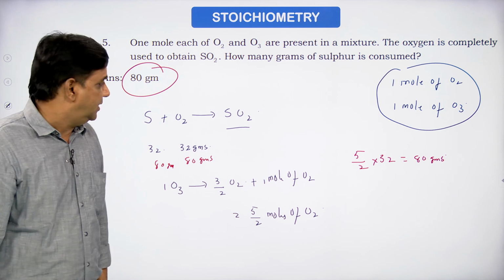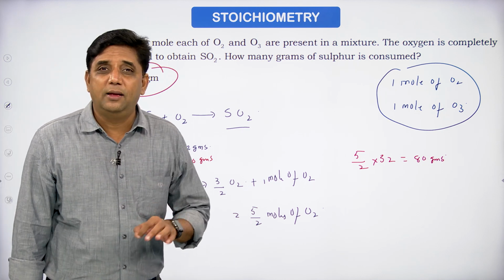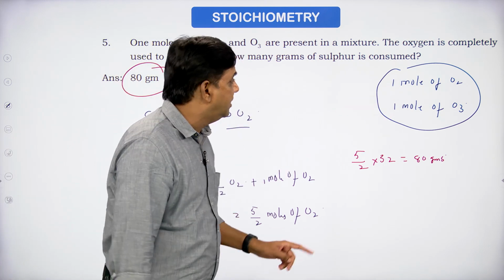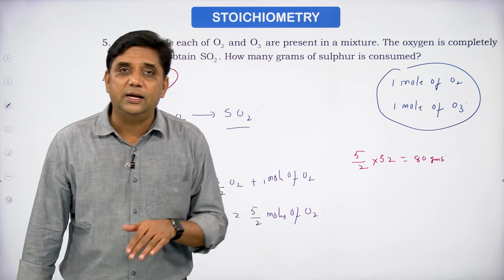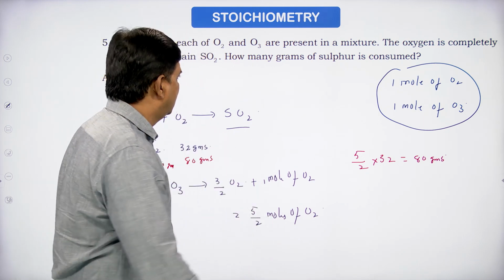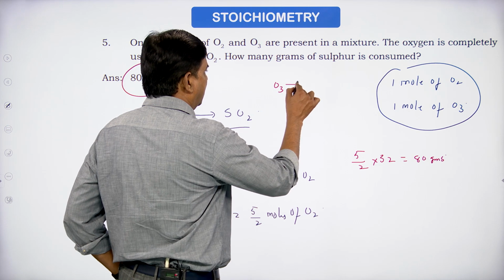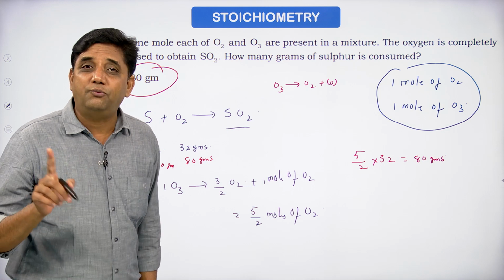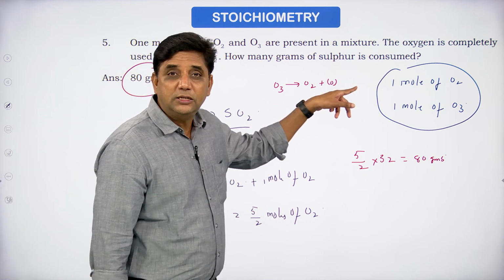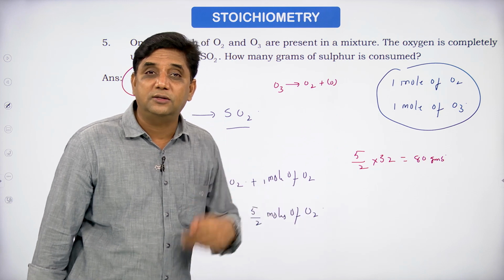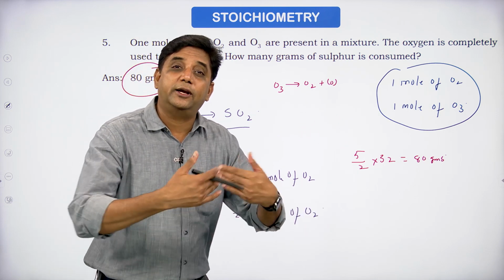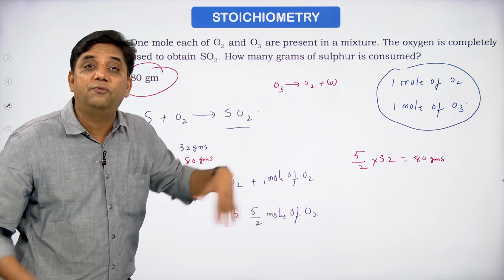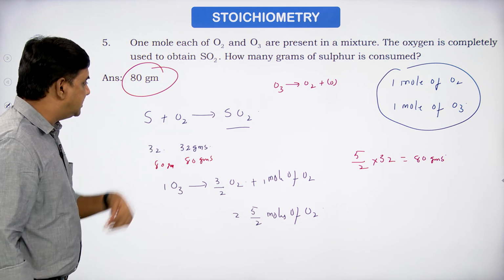This is a very intelligent question, and you need to understand ozone. We have a mixture of 1 mole of ozone and 1 mole of oxygen, but ozone is highly unstable. So, it decomposes to give O2 plus nascent oxygen. Nascent oxygen is nothing but half a mole of oxygen. So, 1 mole of oxygen plus half a mole of oxygen is 3/2 moles of oxygen. So, 1 mole of ozone is converted into 3/2 moles of oxygen. Already we have 1 mole of oxygen, total 5/2 moles of oxygen.